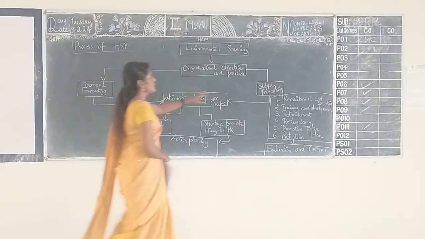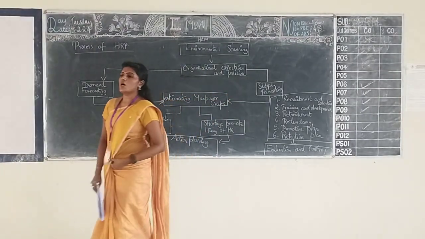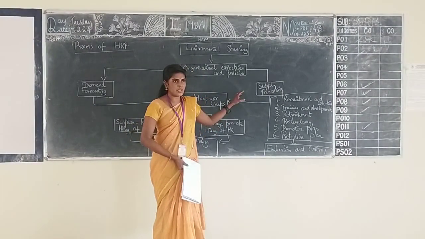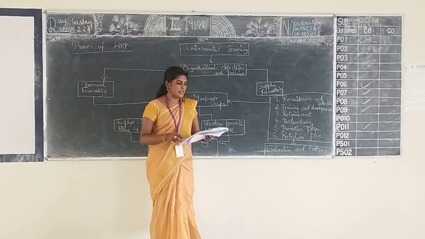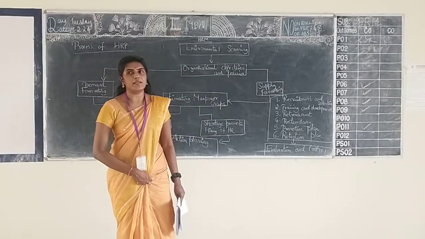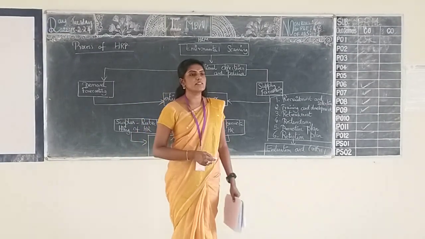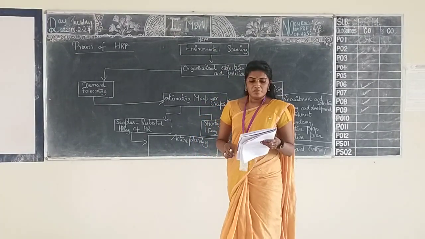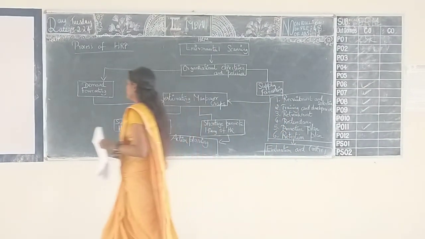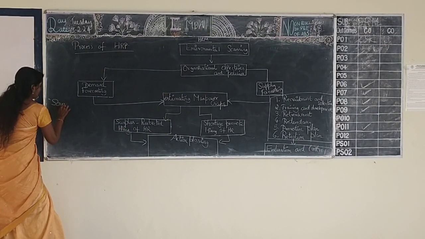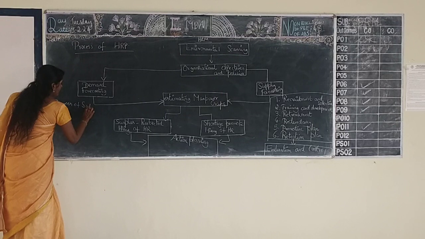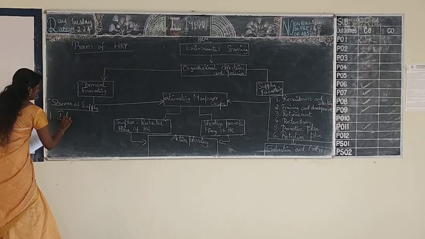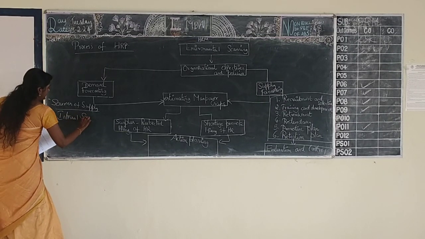So, supply forecasting. We already saw demand forecasting. Next, put the heading: forecasting human resource supply. Below that, sources of supply. The first one is internal.